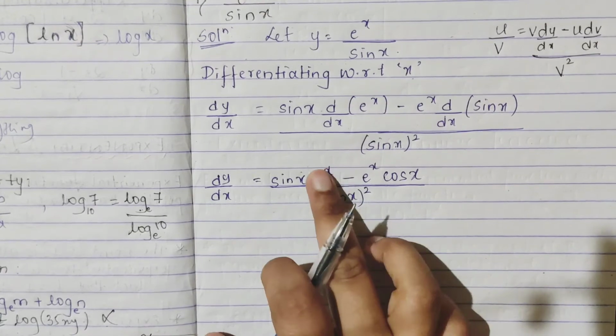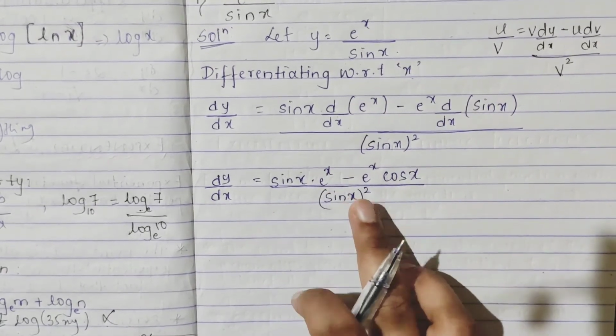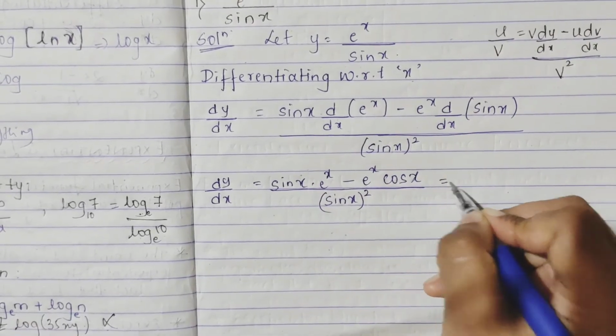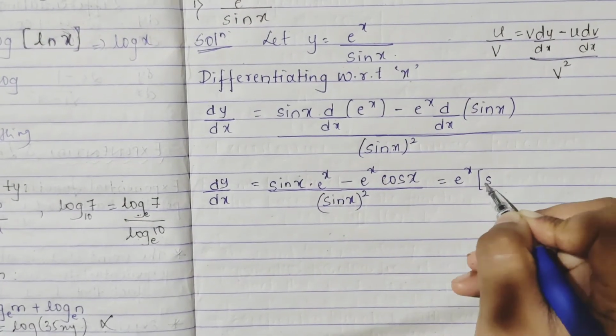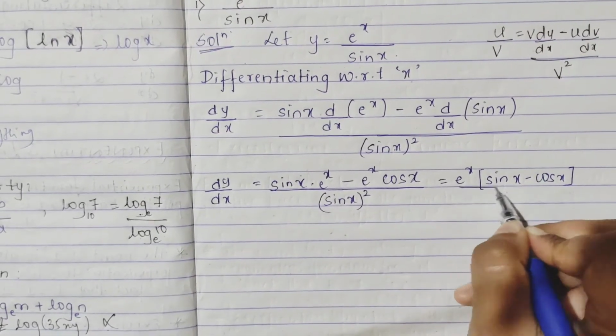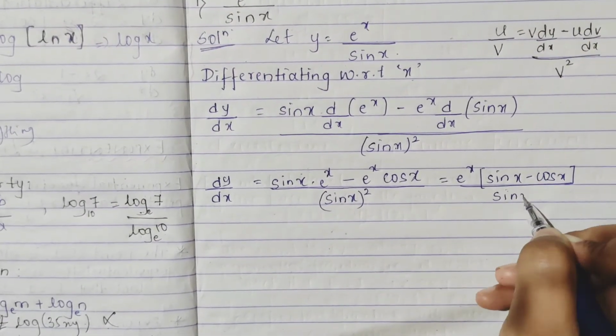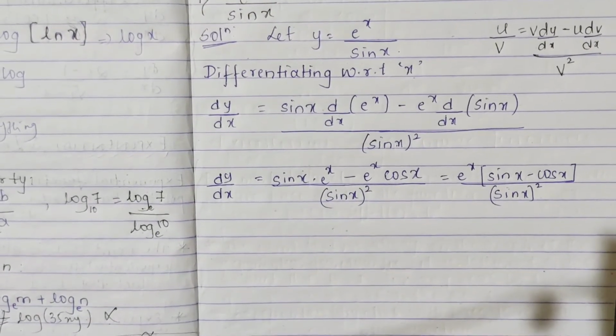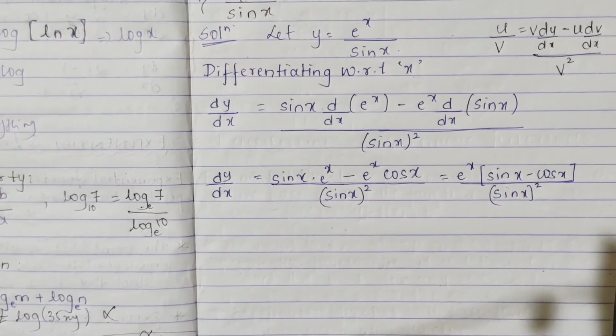Here either you can do this simplification separately, or from the numerator you can see e to the power x is common. So I will take e to the power x common, and left is what? Sin x minus cos x, the whole divided by sin x the whole square. So this will be your final answer. Again, if you want to simplify, you have to do this separately.